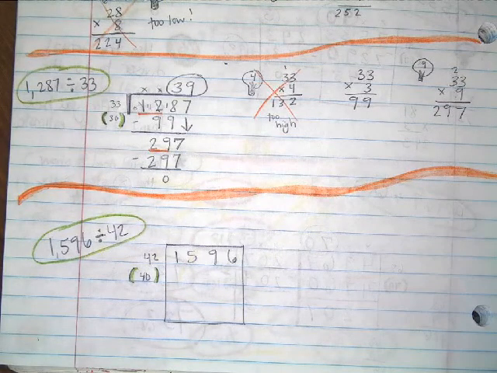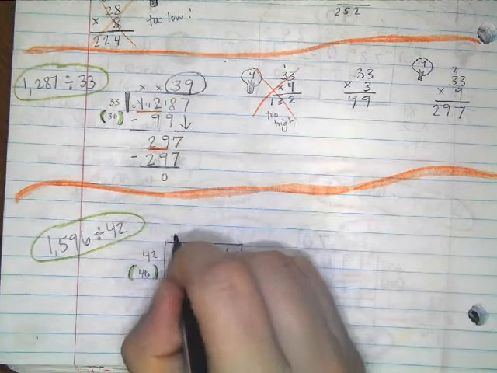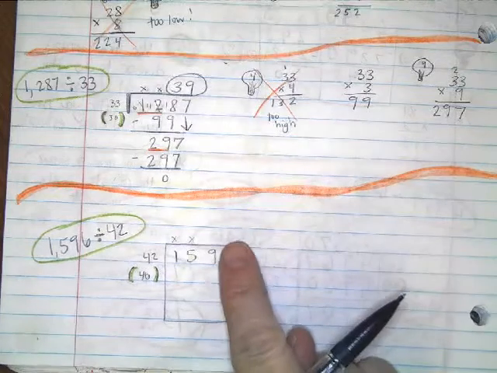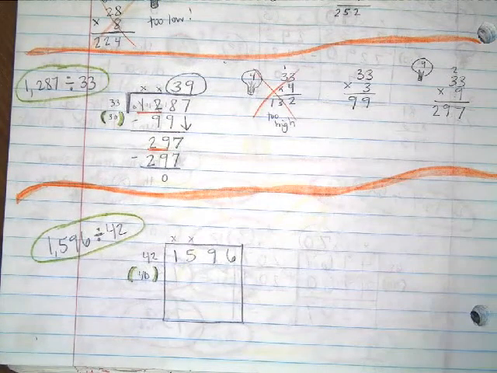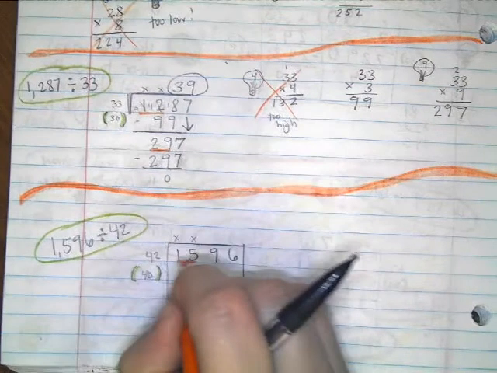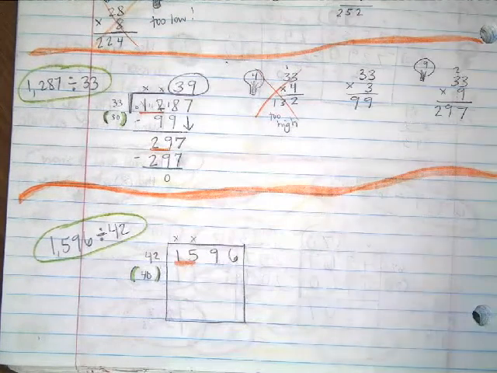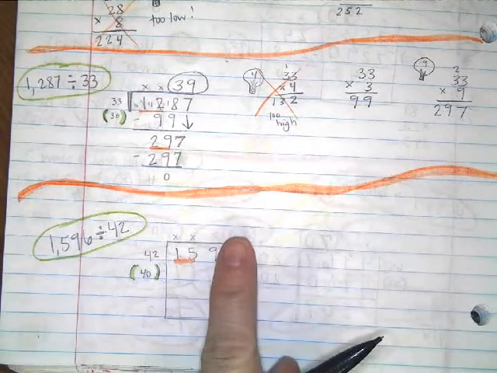40. Go ahead and write it. And start asking the questions. Will 40 go into 1? No. Put an X above it. Will 40 go into 15? No. Put an X above that. Will 40 go into 159?